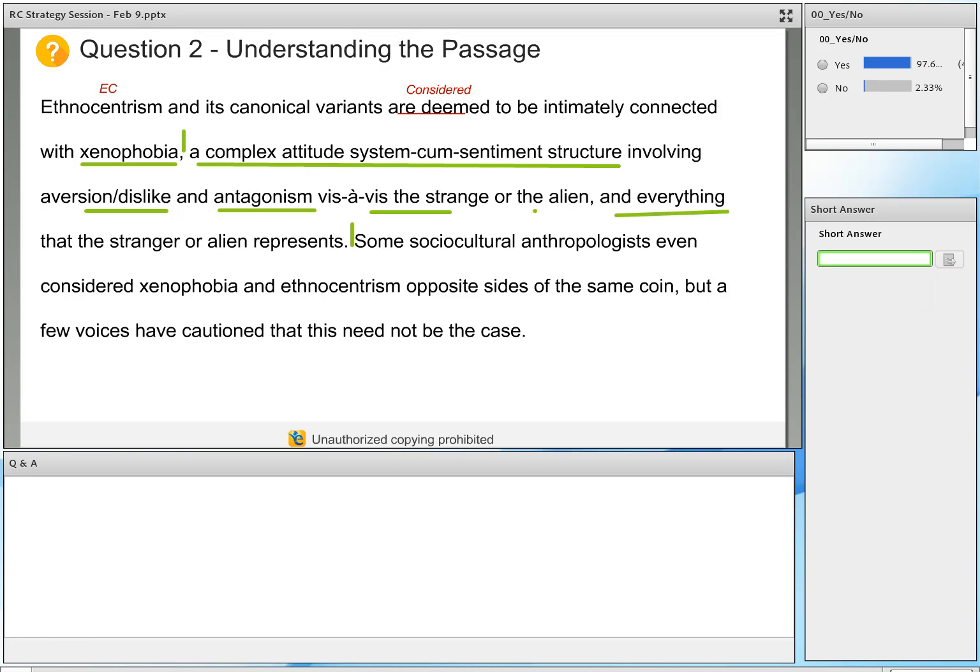Now let's read further. Some sociocultural anthropologists. Notice the word some. This means that the author is now presenting information about certain experts. Some sociocultural anthropologists even considered XP and EC opposite sides of the same coin. What does opposite sides of the same coin mean in the context of this passage? Remember, I'm saying in the context of this passage.